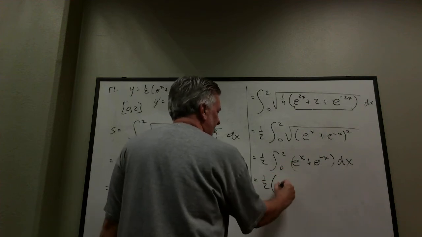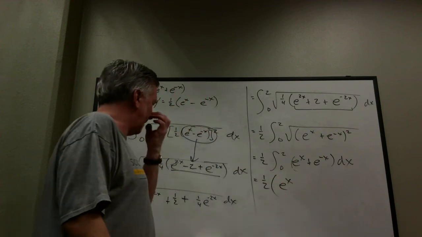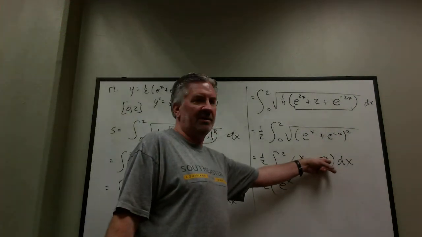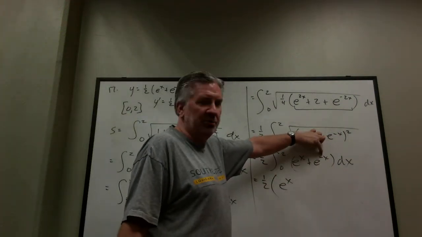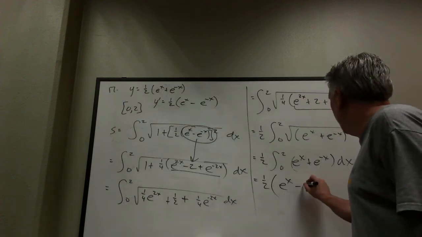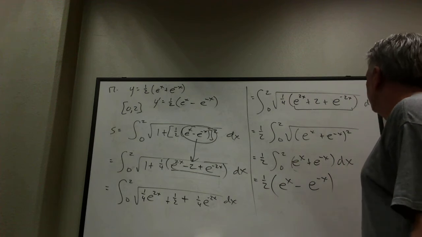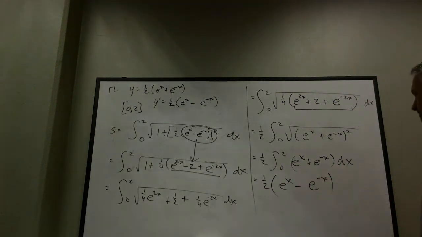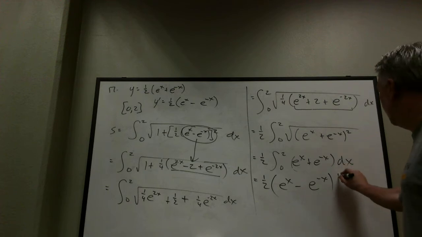So the integral of e to the x is e to the x. And now what's the integral of e to the minus x? Well, it's a linear substitution, right? Let u be negative x, and so that's going to be the minus e to the minus x. Right, you have to do 1 over the slope. Evaluate it from 0 to 2.